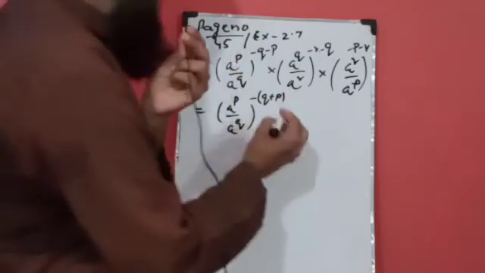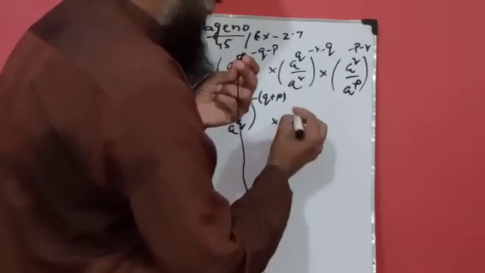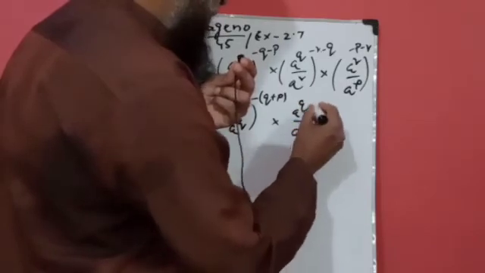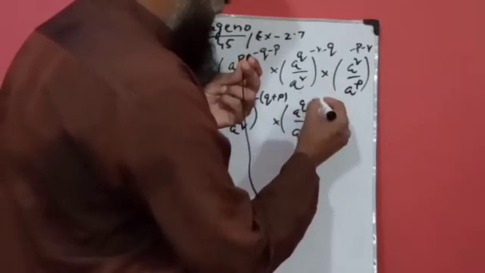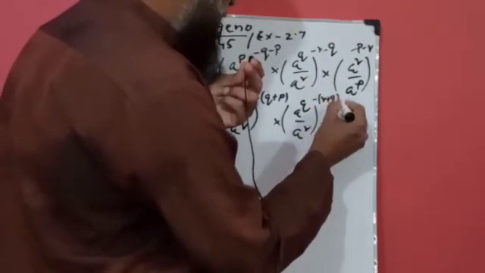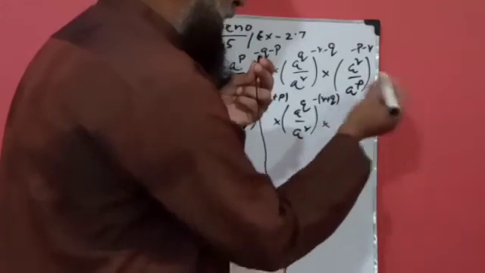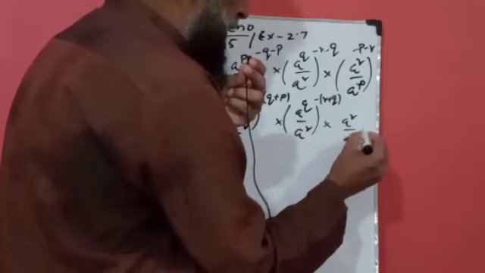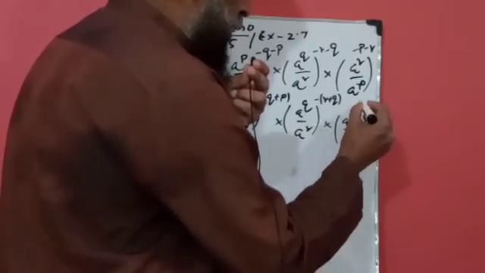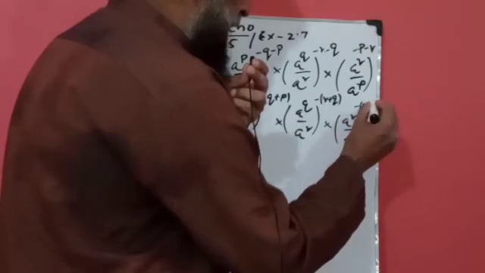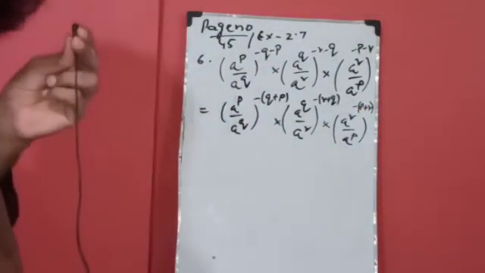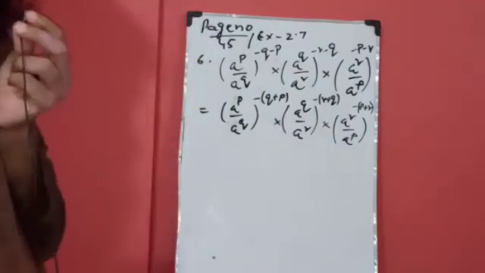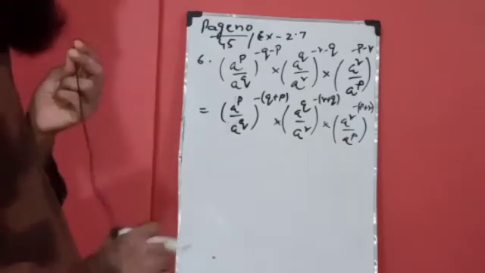Similarly, here a raised to power q, a raised to power r, we take the negative sign common, r plus q. Similarly, the last term, a raised to power r, a raised to power p, and minus is common, p plus r. In the first step, we took the negative sign common in each term in the exponent.